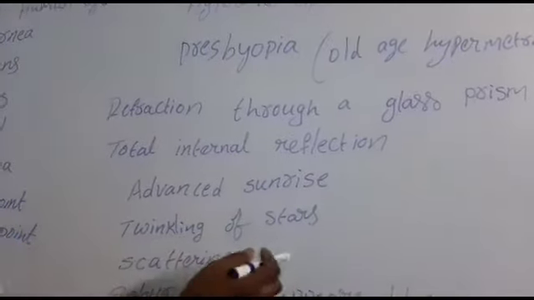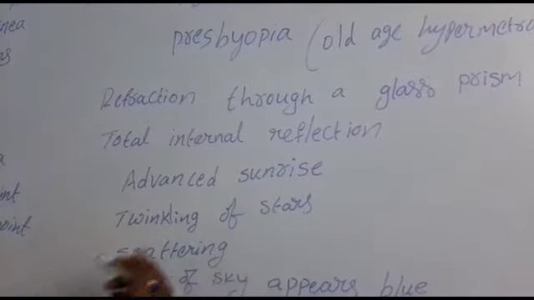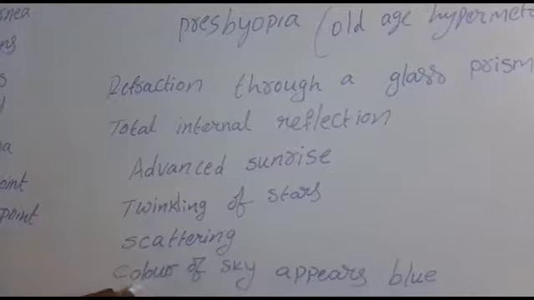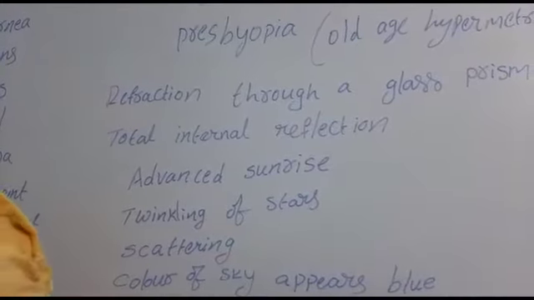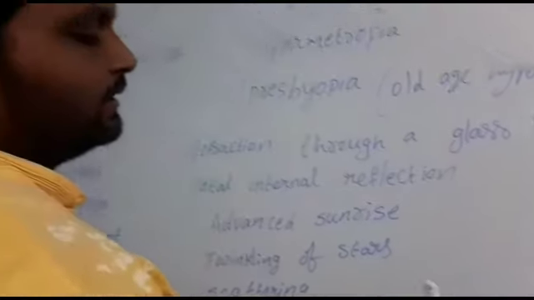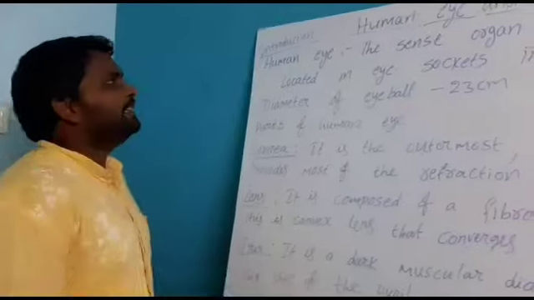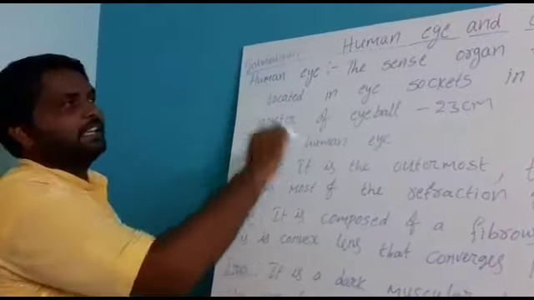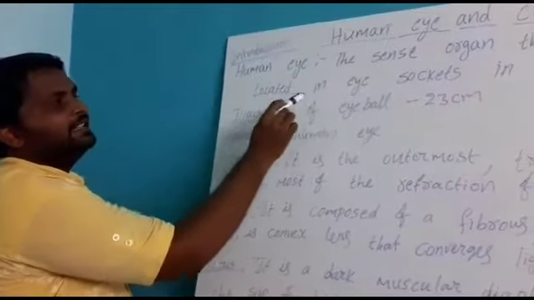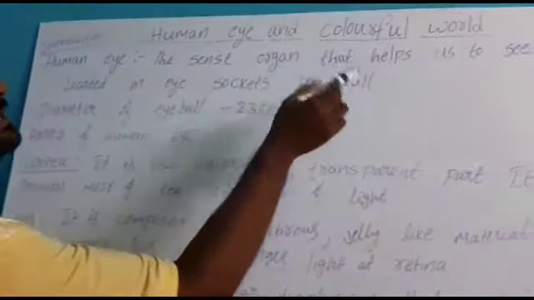And twinkling of stars, why the stars are twinkling, that we will learn. And scattering and the color of the sky, why the sky appears blue, those we will discuss in this lesson. See the introduction of this lesson: the human eye, the sense organ that helps us to see.